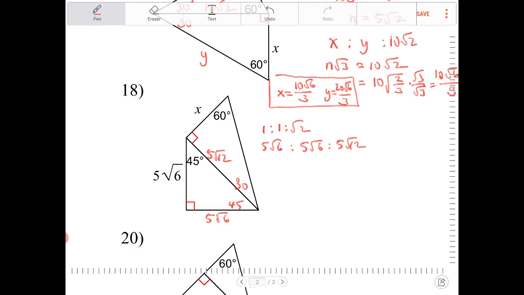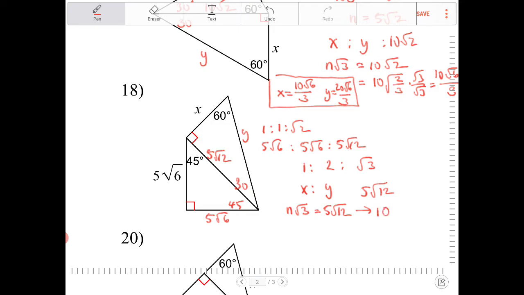Okay, so the next triangle, I have 1, 2, radical 3. The 5 radical 12 corresponds with the radical 3. So this is 5 radical 12 here, right? And x corresponds with the 1, and we'll call this one y. So what am I multiplying radical 3 by? Let's call n the factor. What am I multiplying radical 3 by to get 5 radical 12? If I divide both sides by radical 3, I will end up with 5 radical 4, or simply 10.